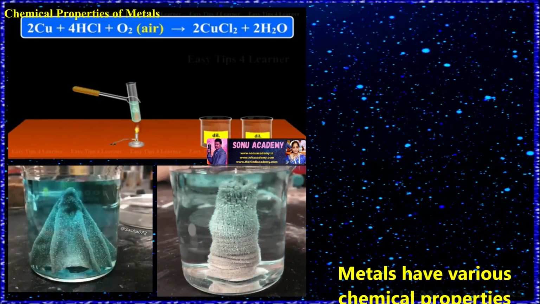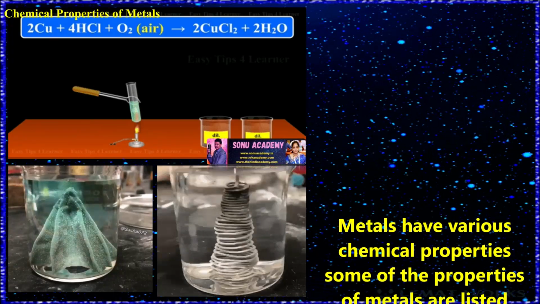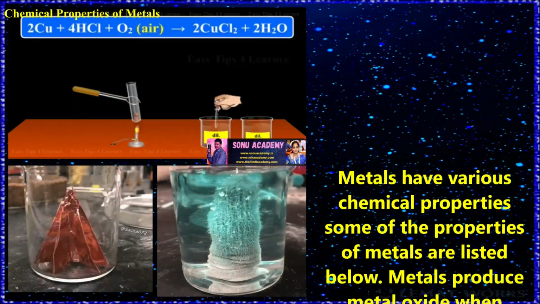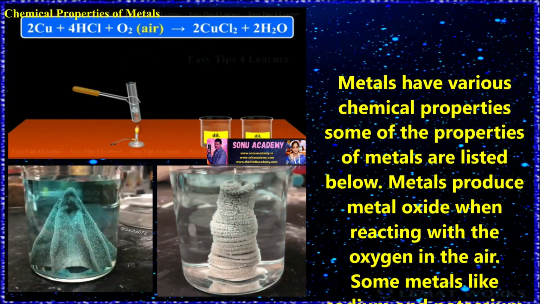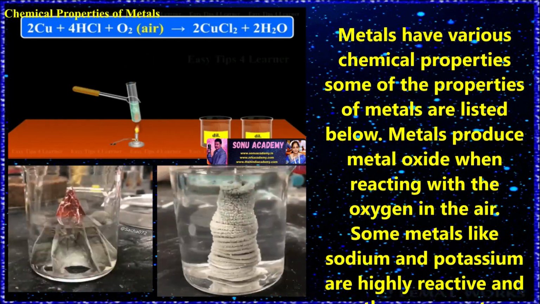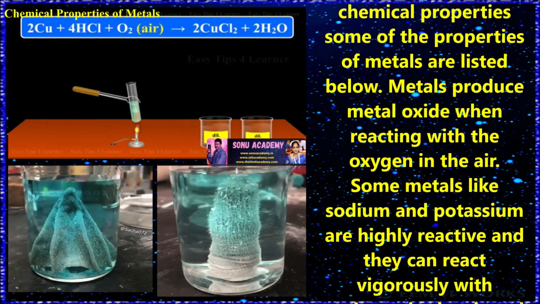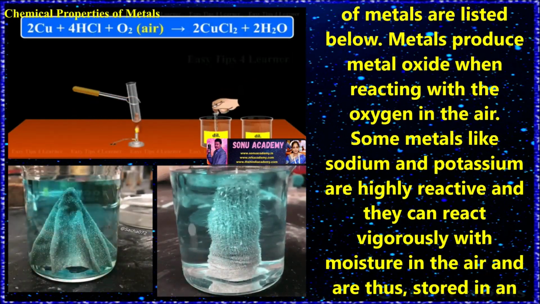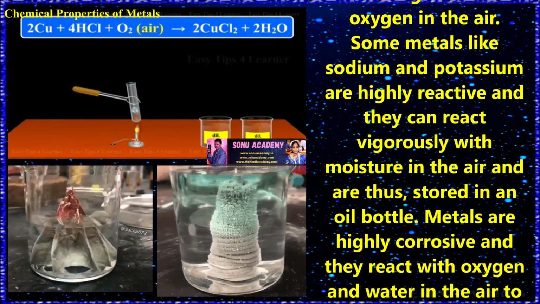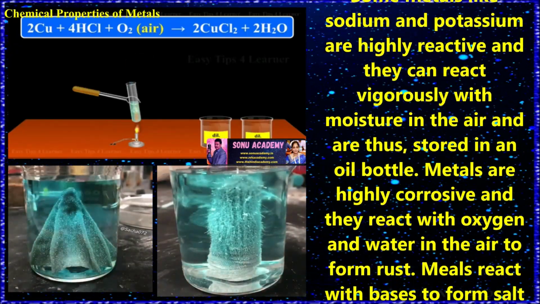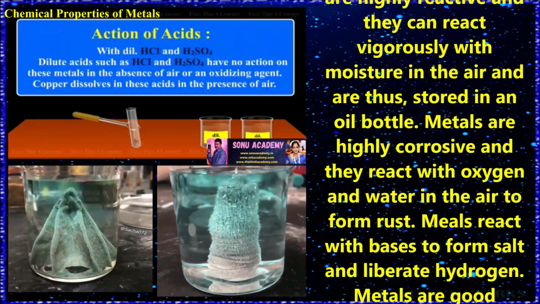Children, let us discuss the chemical properties of metals. Metals have various chemical properties. Some of the properties of metals are listed below. Metals produce metal oxide when reacting with oxygen in the air. Some metals like sodium and potassium are highly reactive and react vigorously with moisture in the air, and are thus stored in oil.